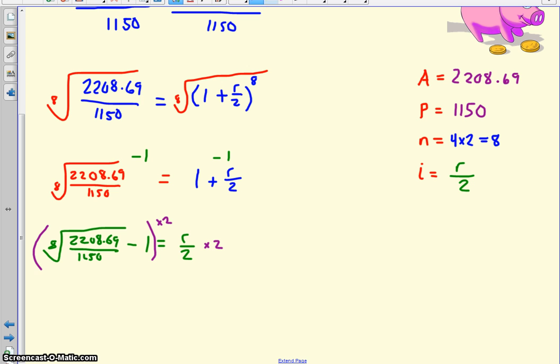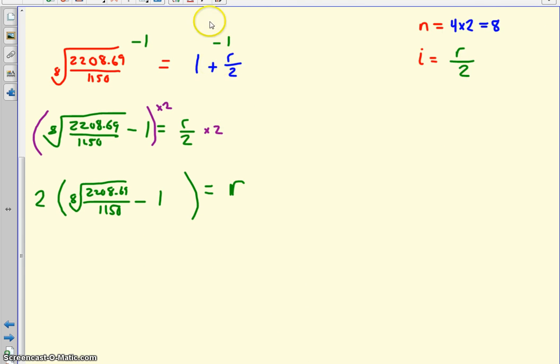Okay, so again, it's going to look ugly, but it's just going to be calculator work. On the right side of the equation, I'm just going to have r, which is what I want. The left side is going to be 2 times that whole thing: the 8th root of 2208.69 over 1150, minus 1. Okay, so once I can run all that through my calculator, I should be able to get my annual interest rate. So take some time, run it through, see what you get.